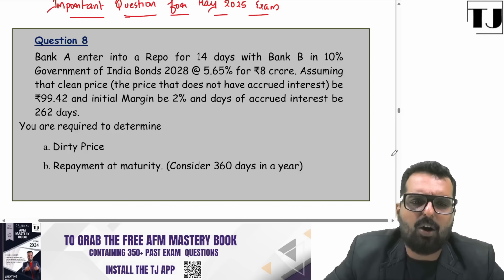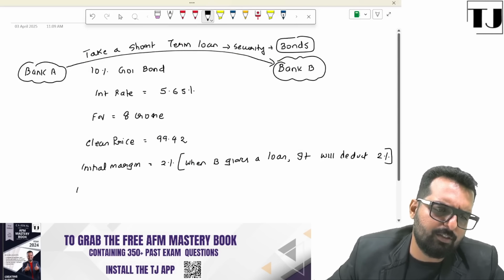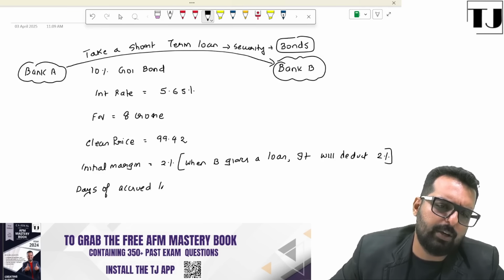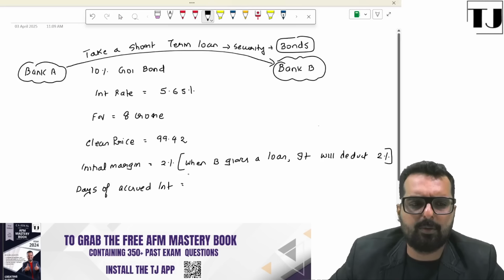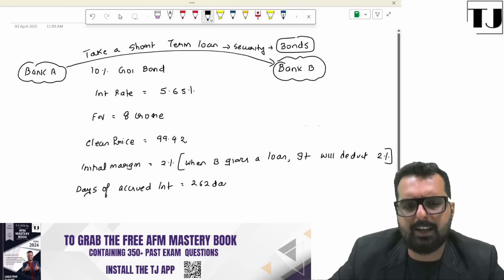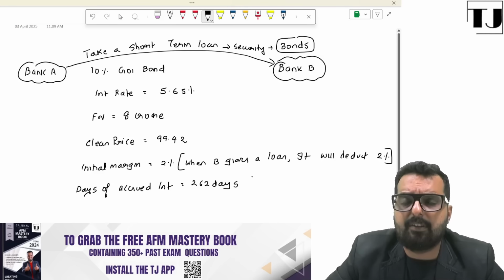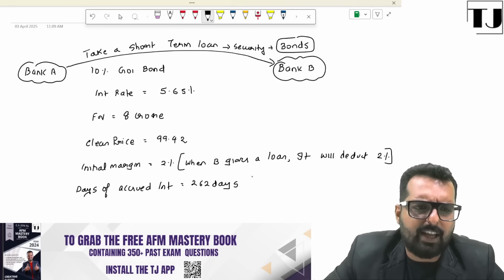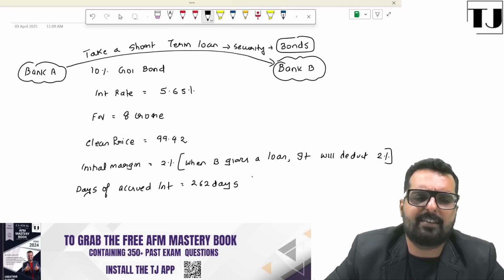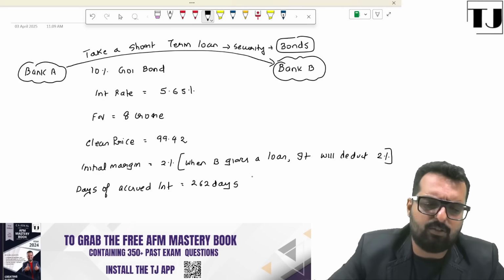All right. And the days of accrued interest is 262 days. So days of accrued interest is going to be how many days over here? It will be 262 days. Is everybody clear so far? Yes. So now what I will do is, this is the meaning. So now we'll go and try solving this problem.